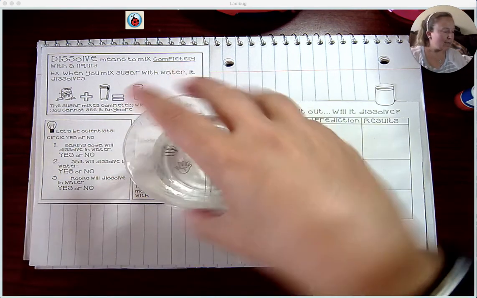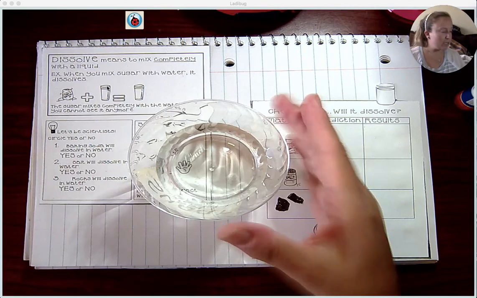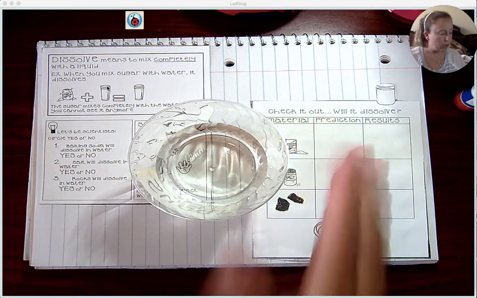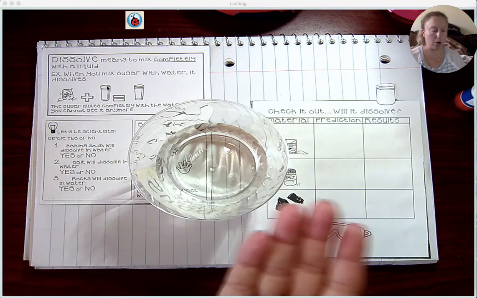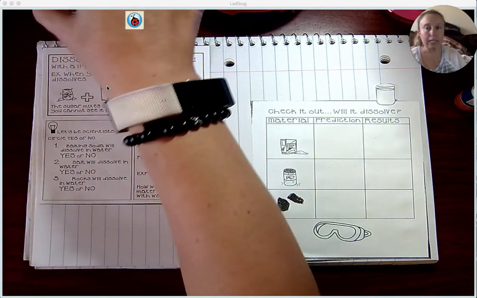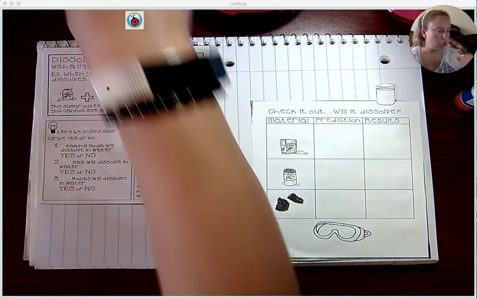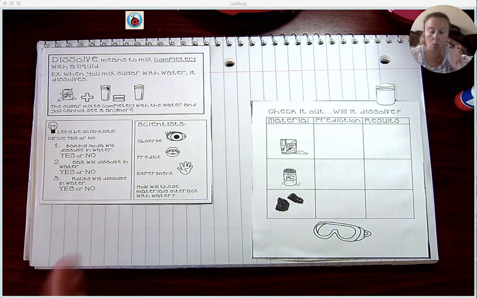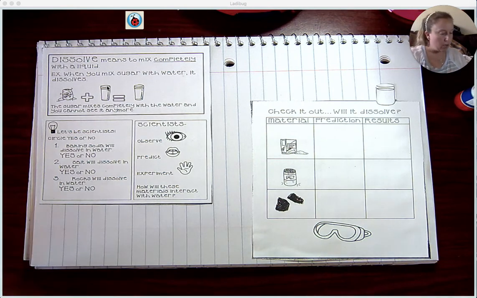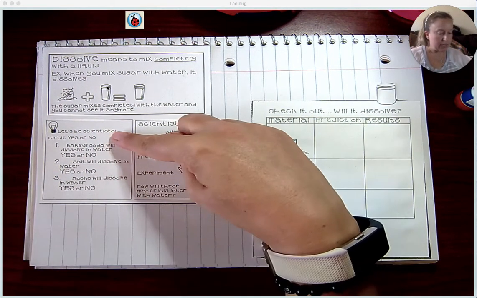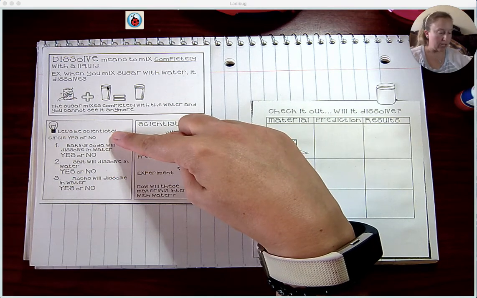Okay, so this is called dissolving, when a solid completely mixes with a liquid. In this case, it's water. And when it mixes completely, you can no longer see it. So I'm going to put my sugar off to the side. Now, we're going to be scientists. In this box, it says, let's be scientists. And we need to circle yes or no.